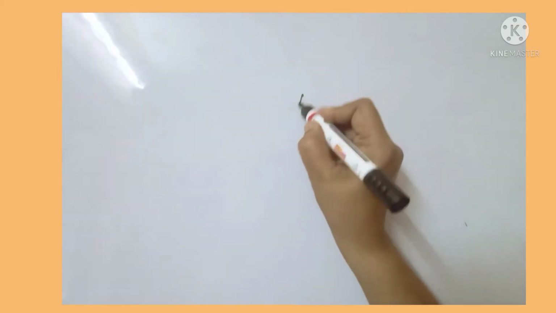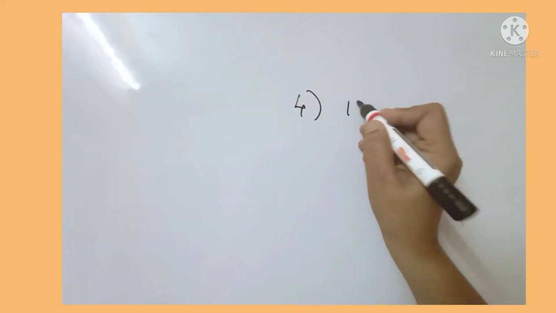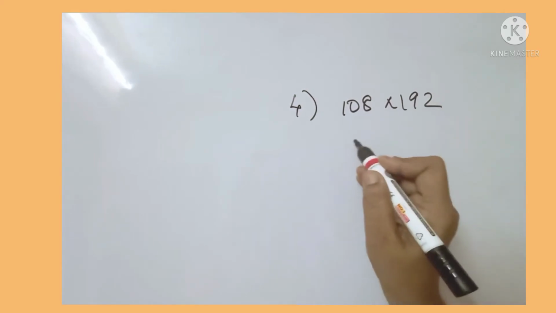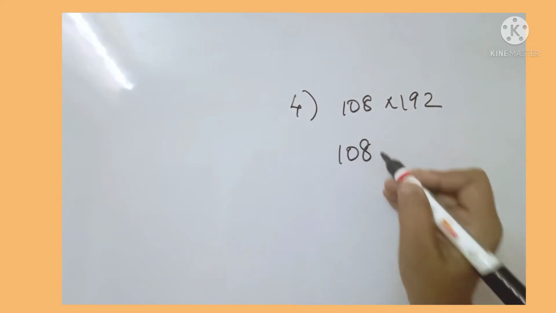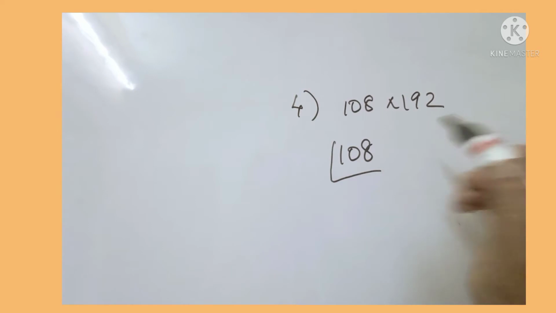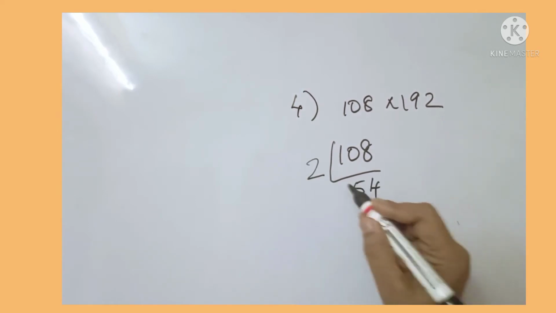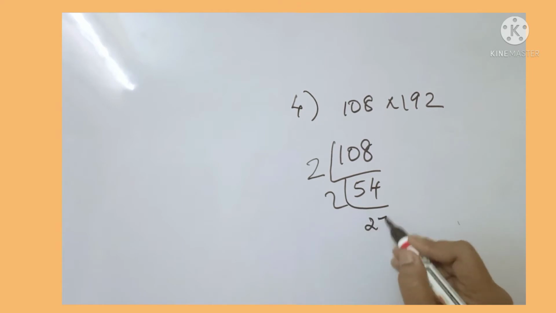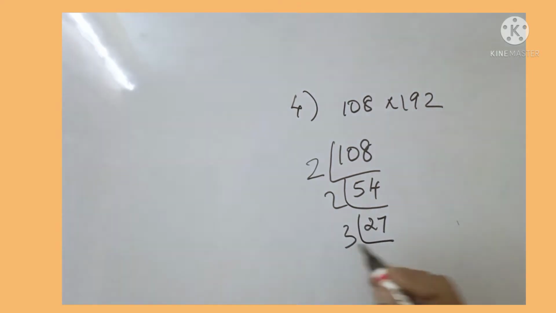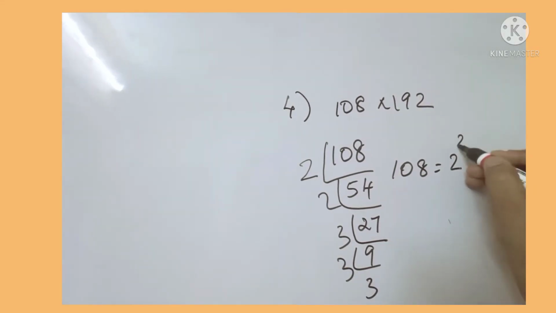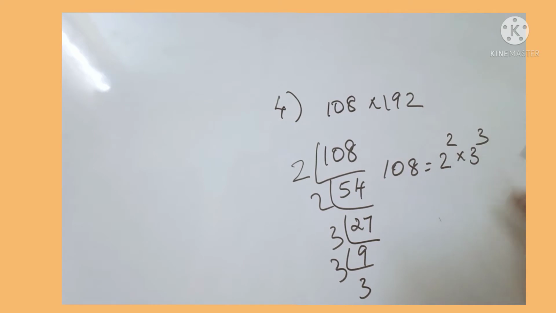The first question, that is the fourth question, 108 into 192. Here we want to change 108 into powers. That is, divided by 2, it is 54, by 2 it is 27, then by 3, 9, by 3, 3. So 108 can be written as 2 raised to 2 into 3 raised to 3.